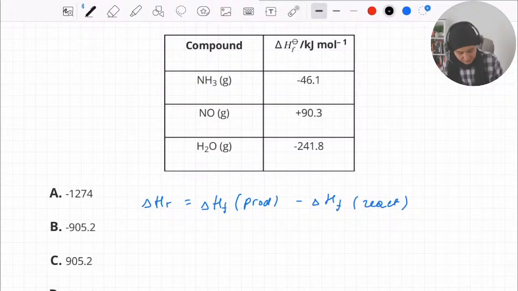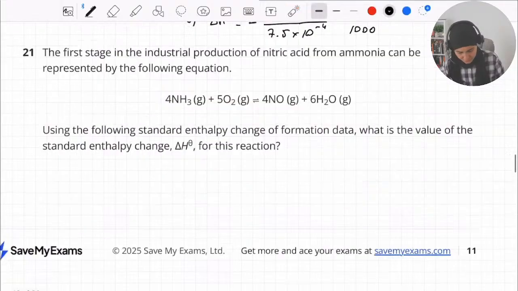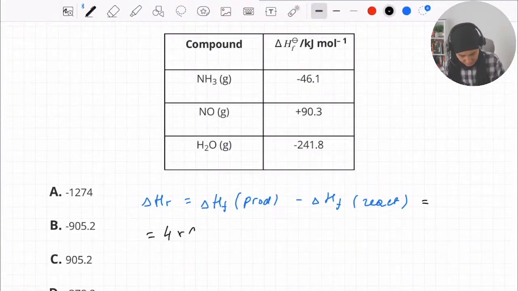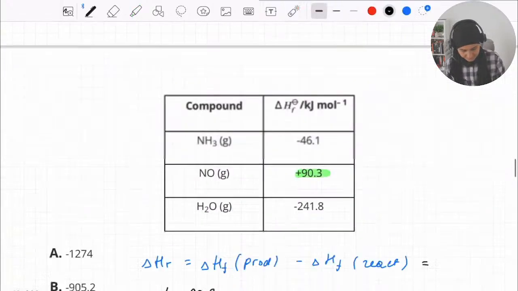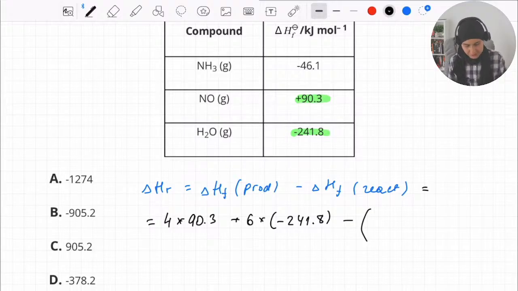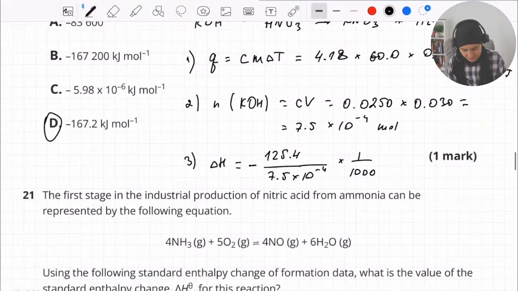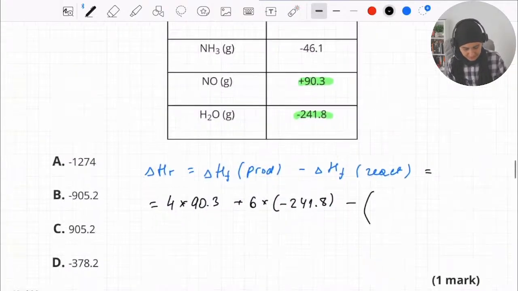Right. So let's see. Formation of products. So what are our products? Our products are 4NO, 4 times 90.3 plus 6H2O gas, negative 241.8, minus reactants, delta HF for reactants, so minus, and then I open the brackets. For oxygen, enthalpy change of formation is 0 because it's an element in standard state, so it's not in the table. For NH3, so it's minus 4 times NH3.